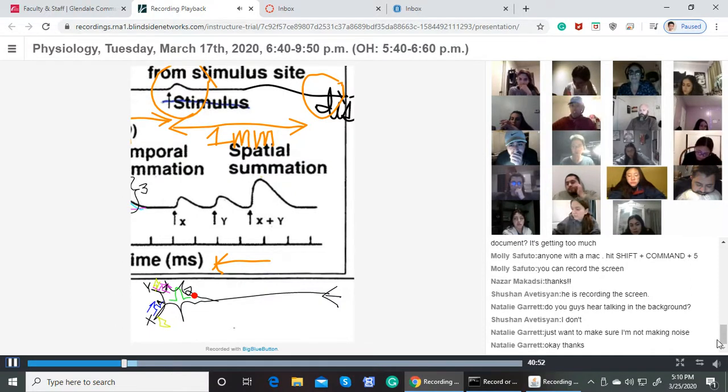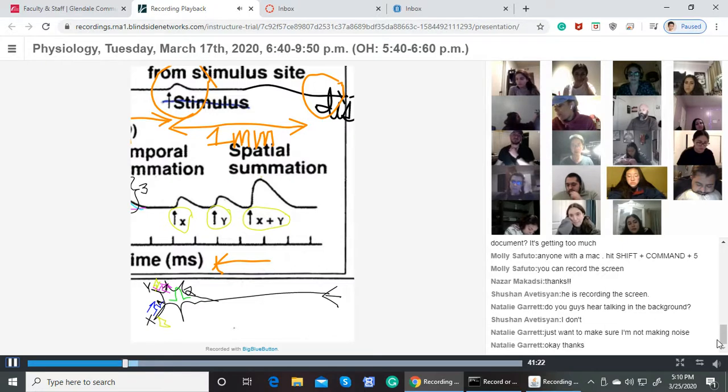So this is what you see here. This stimulus X is at dendrite X. This stimulus Y is at dendrite Y. And then when they meet at the soma, the graded potential from X and the graded potential from Y will add up and double the height of the graded potential. Therefore, we call it spatial summation. Spatial means space. Temporal means time. This is space, time and space. This is time.